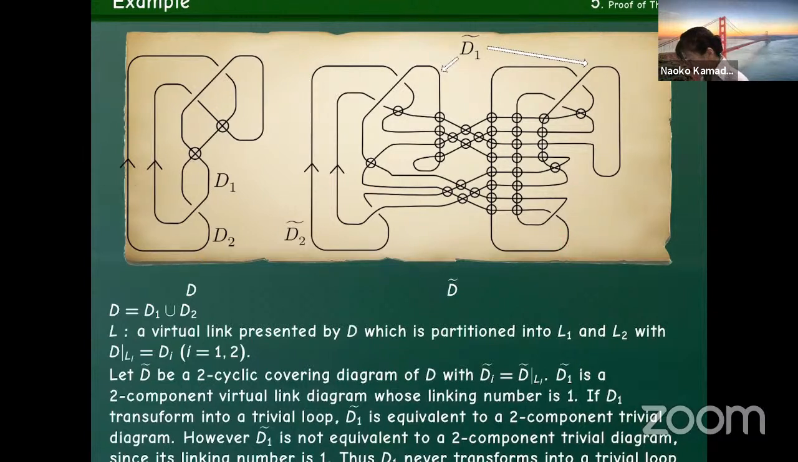So D1 tilde is a two component virtual link diagram whose linking number is 1. If D1 transforms into a trivial diagram, D1 tilde is equivalent to a two component trivial diagram. However, D1 tilde is not equivalent to a two component trivial diagram since its linking number is 1, so D1 never transforms into a trivial diagram. Then we see that in this diagram, D1 is transformed into a trivial diagram.